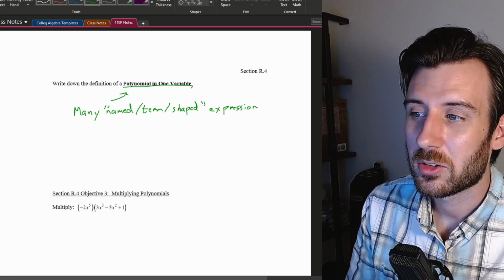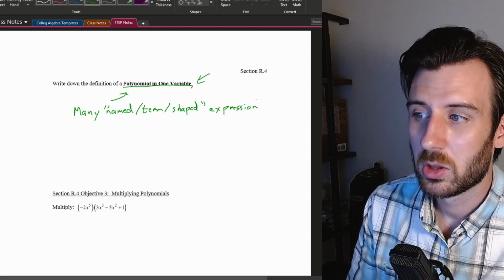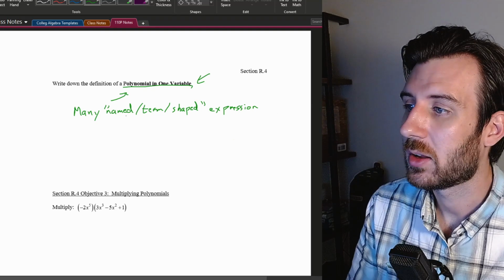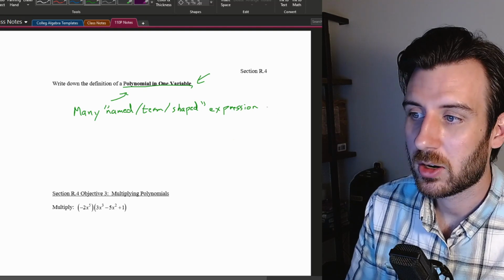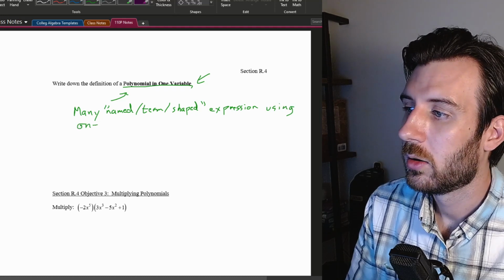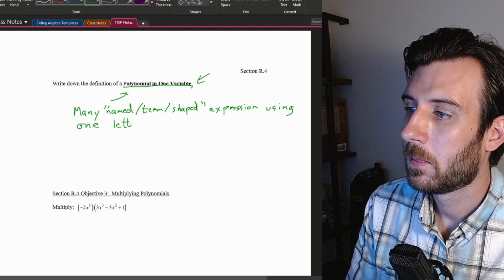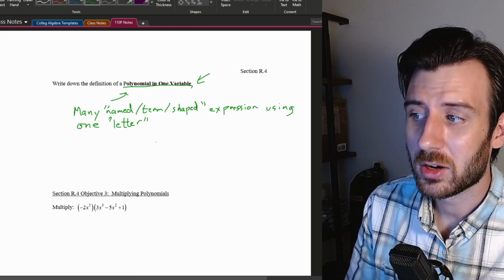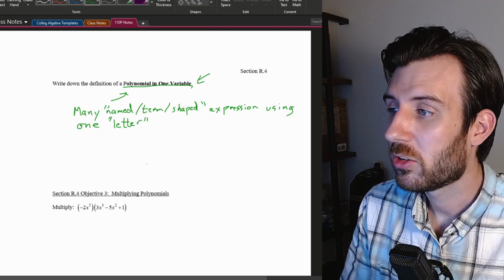And in one variable means I'm only able to use one variable. Maybe I choose x, maybe I choose y, maybe I choose q. But let's say it's a many named term shaped expression using one letter. And I'm going to use letter loosely. Really what we want to say is variable. But if you want to put this down in your notes, this is the way to do it.